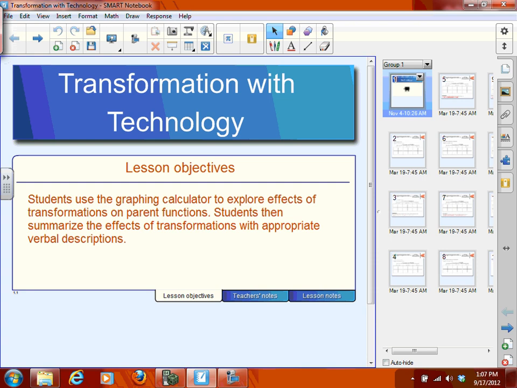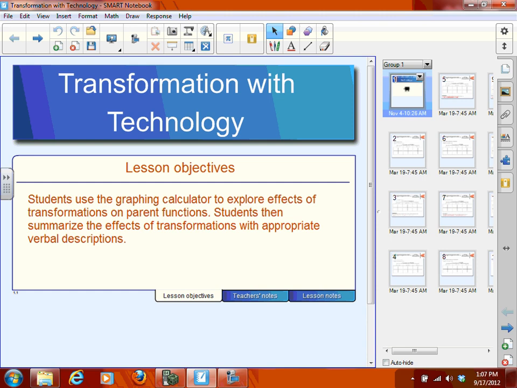Today we're looking at transformations with technology. As you can see from the objectives, students will be using their graphing calculator to explore some effects of transformations on our parent functions. Students will then summarize the effects of transformations with the appropriate verbal description. So kind of pick up where we left off on Friday and from that assignment on Float My Boat.